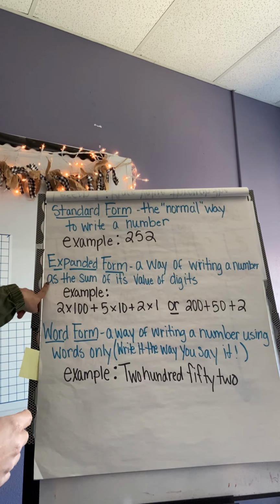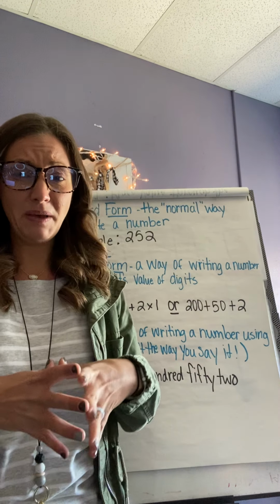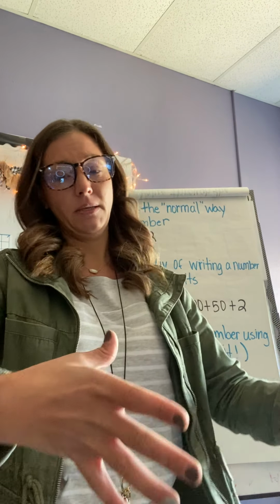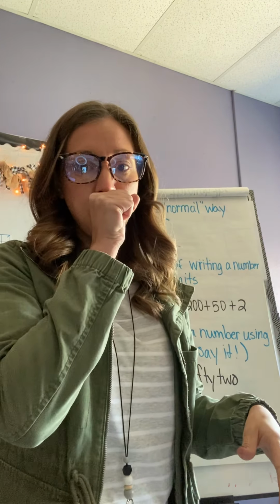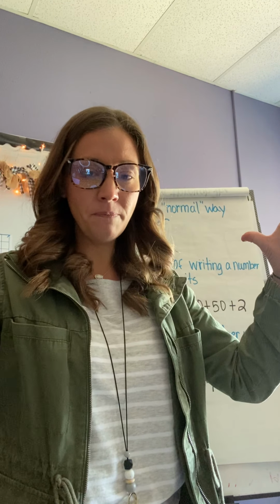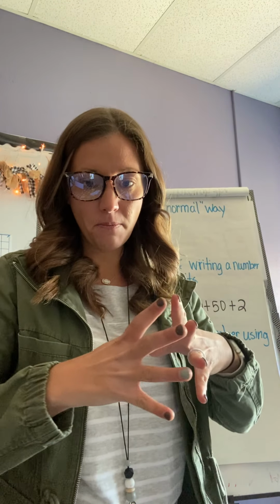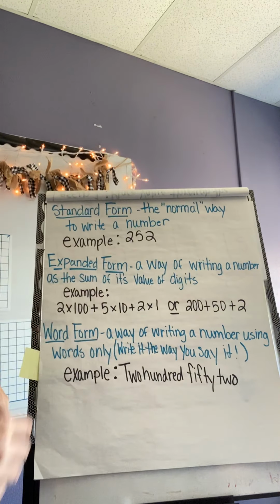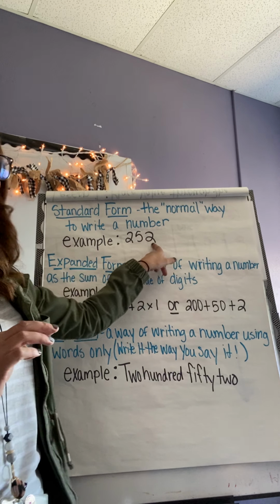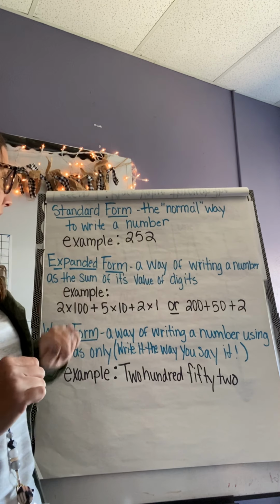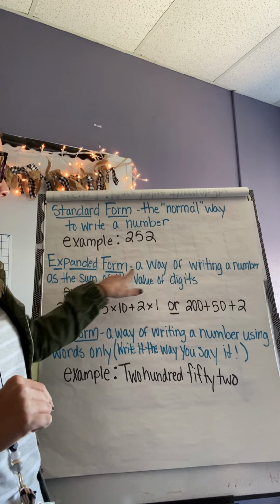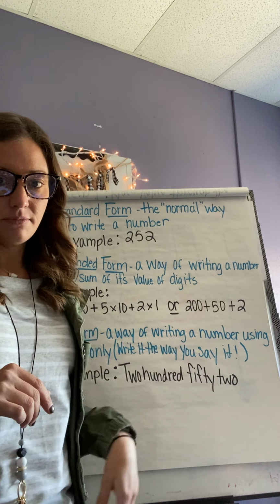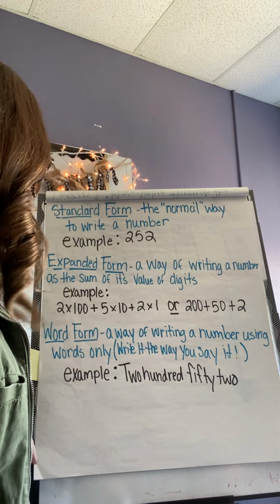The next way that you can do it is expanded form. Think about what expanded means, right? If I eat a lot of turkey on Thanksgiving, my stomach's going to expand, which means it gets bigger. When I blow up a balloon, it expands, it gets bigger. Well, when you write a number in expanded form, it just gets a little bit longer. It stretches out. So I'm going to show you what I mean. If I take this number, 252, and I want to write it in expanded form, I'm going to do that by writing this number as a sum of the value of its digits. That's a mouthful, right? Here's what it actually looks like.